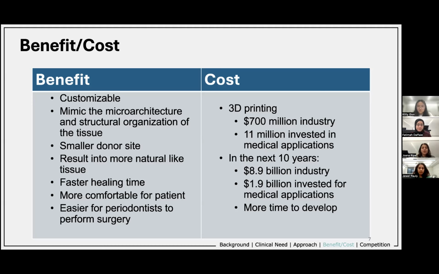And as far as the cost for 3D printing, it is quite a large industry. And as you can see from the statistics on the screen, it will develop and grow in the next 10 years. And as far as non-monetary costs, this autograft takes more time to develop. However, there is no need for a second surgery, which means there is a smaller cost for the patient.